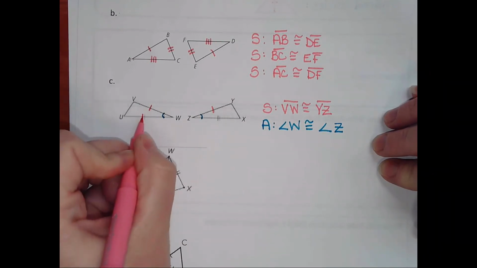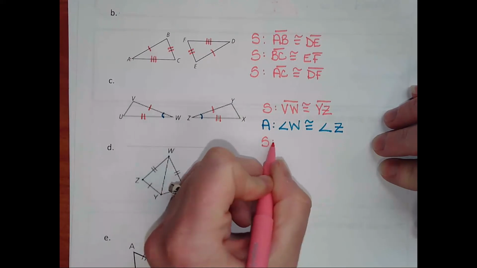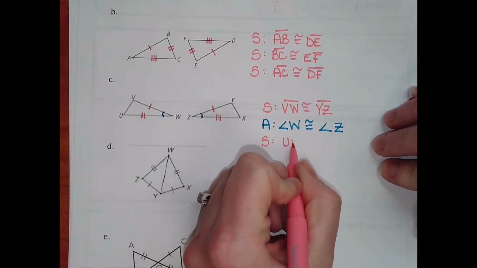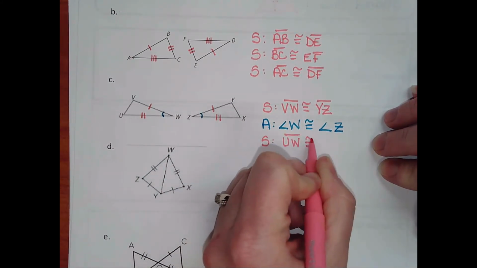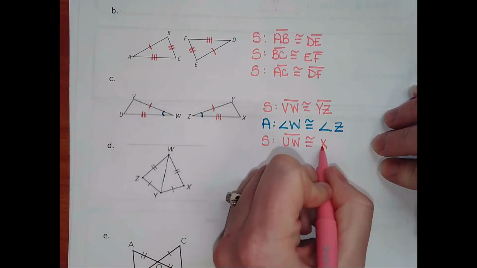And then this side has 2 dashes, that has 2 dashes, so that's another side. So you would say UW is congruent to, let's see, from U to W, I've got to go XZ.